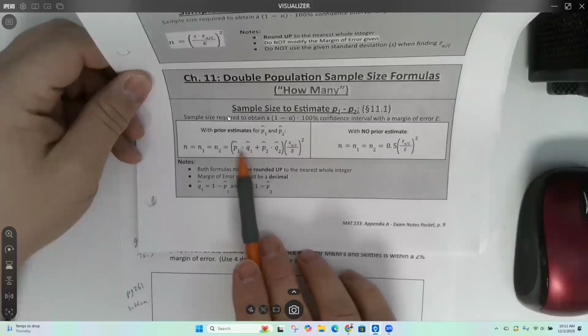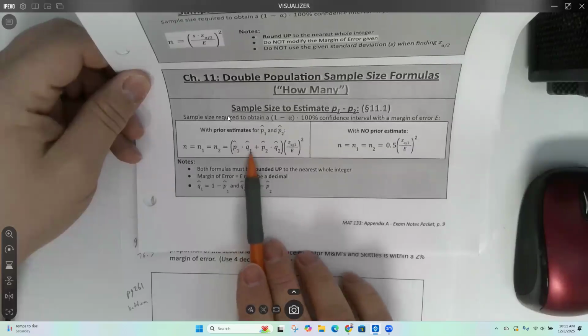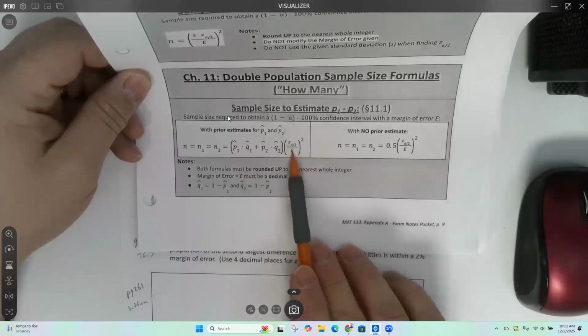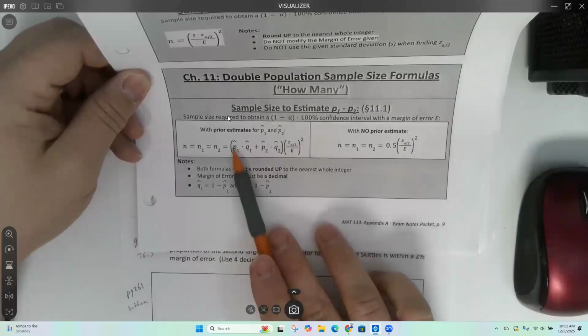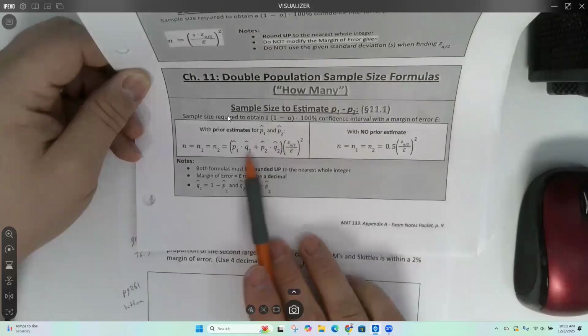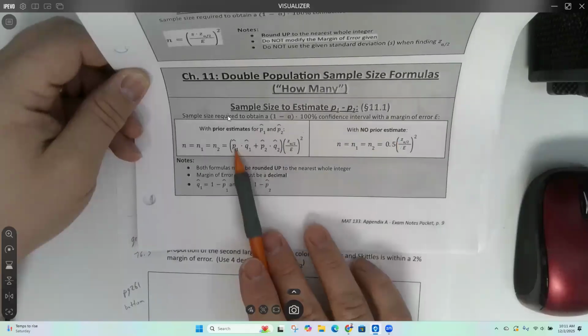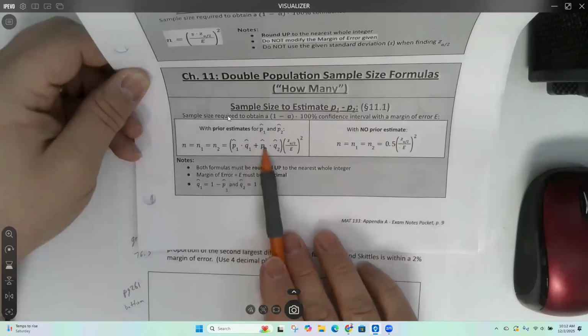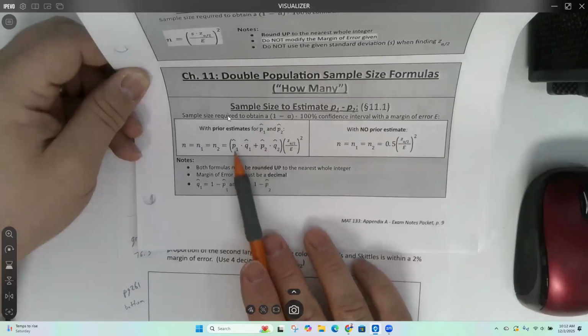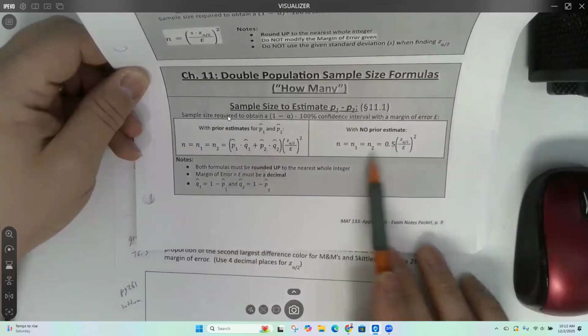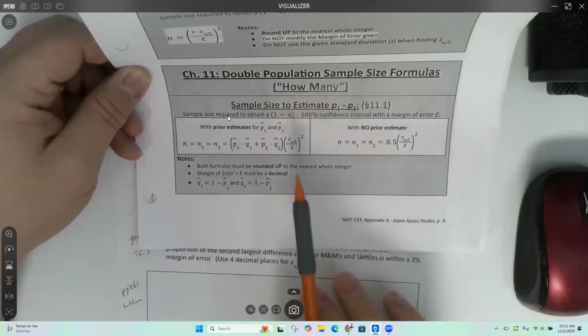All it is, we added p hat 1 and q hat 1, and then you add p hat 2, q hat 2. You still have the z alpha over 2, and you still have the margin of error, and you still square it. It's just the stuff in front that got a little out of hand. If you have no prior estimate, you just say, okay, I'm going to use 50% for that, 50% for that, 50% for that, 50% for that. So 50% times itself is 25%. You add those together and you get 50%. So it's the same formula, just using 50% across the board.